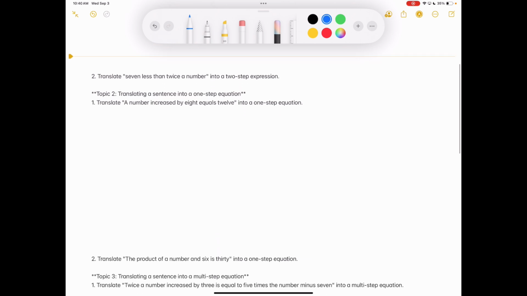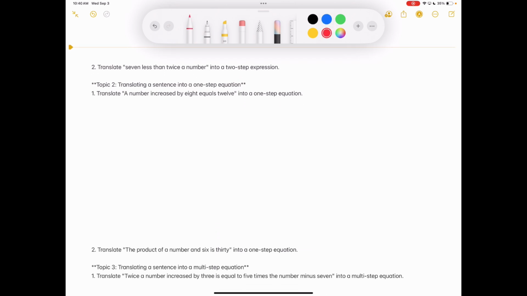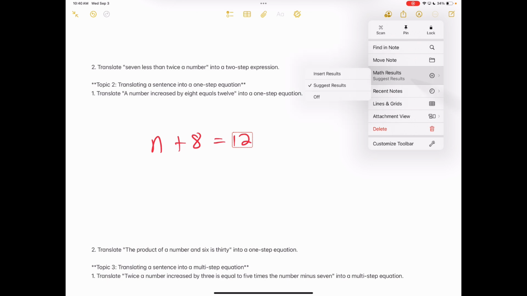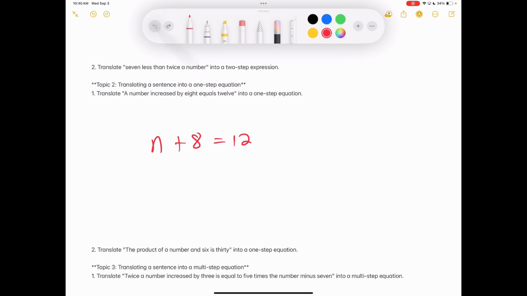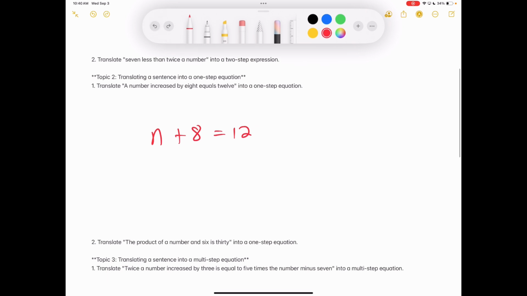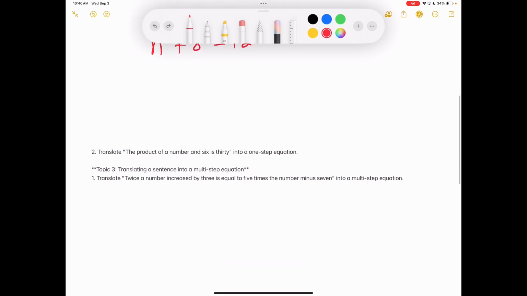Okay. This next one, a number increased by 8 equals 12. Okay, so we are turning this into a one-step equation here. So every word in there means something. A number is our variable. Increased means to add. And we're increasing by 8, and it equals 12.